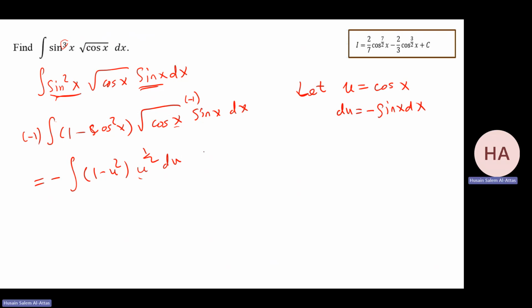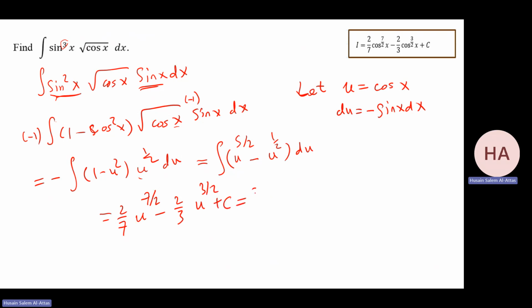That will be what? I have u to the power 5 over 2 minus, let me simplify it, minus u to the power half du. And that is 2 over 7 u to the power 7 over 2, minus 2 over 3 u to the power 3 over 2 plus c. That will be 2 over 7 cosine x to the power 7 over 2, minus 2 over 3 cosine x to the power 3 over 2, sorry, plus c.